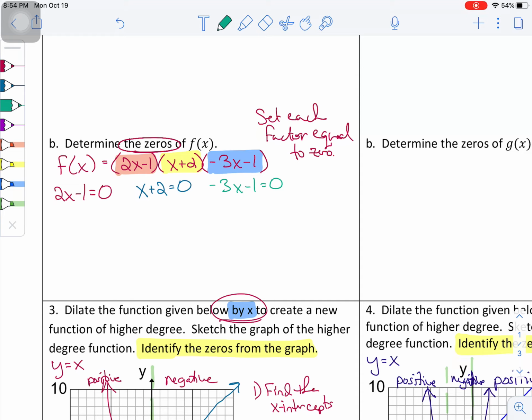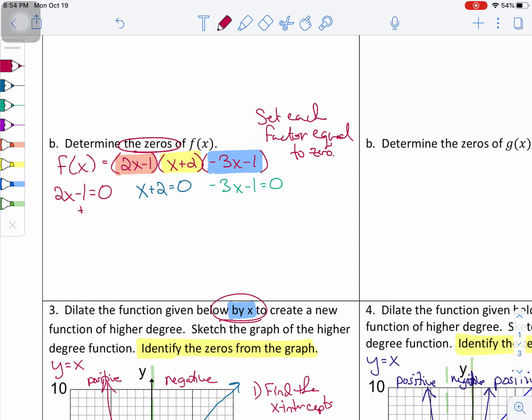Now, this is just like solve by factoring with quadratics. The difference is when you're dealing with quadratics, at most you're going to have 2 factors. Obviously, with these higher degree functions, you can have more than 2. So as long as it's in factored form, you can set each of these factors equal to 0. All right, let's go ahead and start solving these.